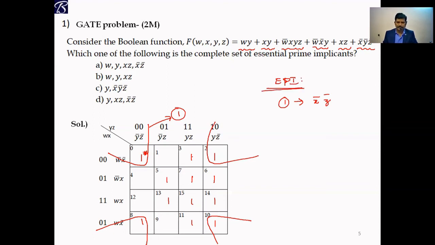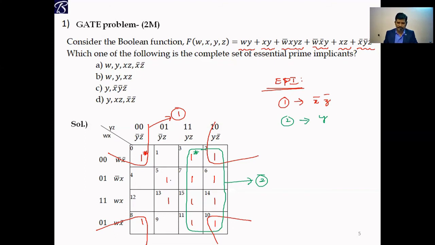Coming to cell number 3. Now here the only possibility, the maximum possible group, is an octet. So only one octet is possible. That's why this is also essential. We can put a star here. This group is an essential prime implicant. And what is the term here? Everything cancels in these rows, and in the column the common term is y.